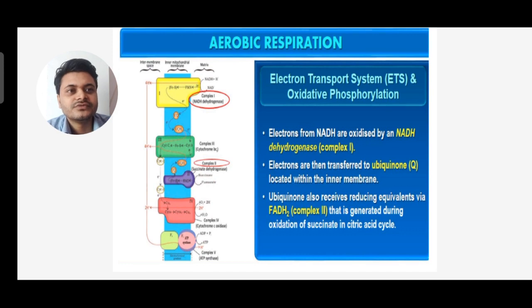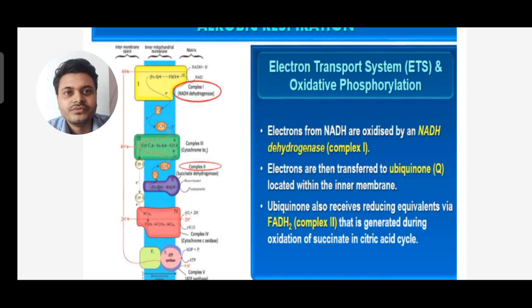Next you can see electrons from NADH are oxidized by NADH dehydrogenase. This is complex 1. Complex 1 is NADH dehydrogenase. Electrons are then transferred to ubiquinone, that is Q, located within the inner membrane. Ubiquinone also receives reducing equivalents via FADH2, that is complex 2, generated during oxidation of succinate in the citric acid cycle.